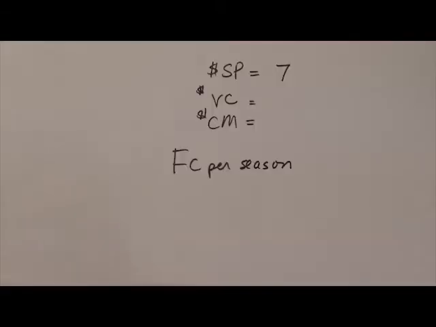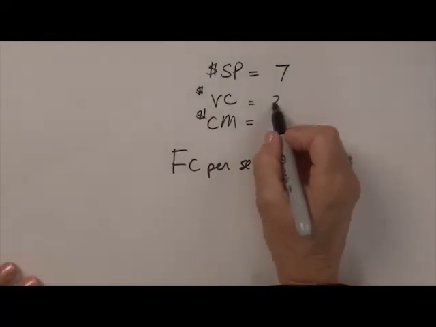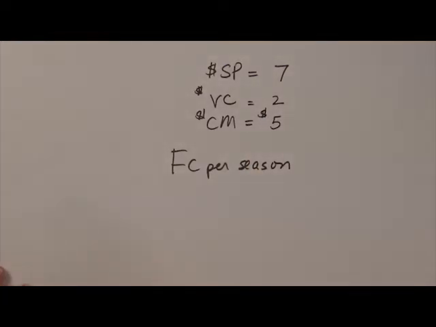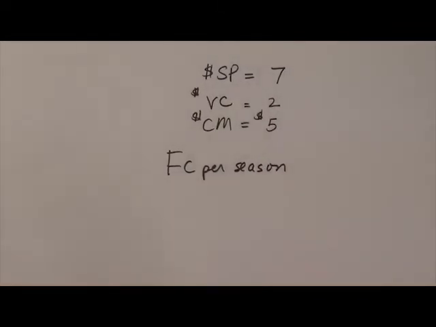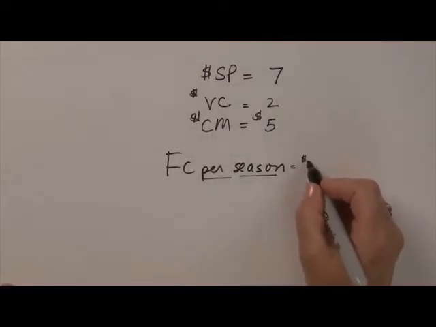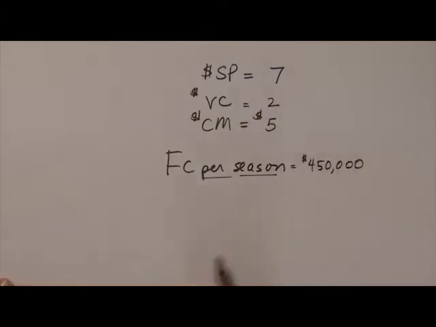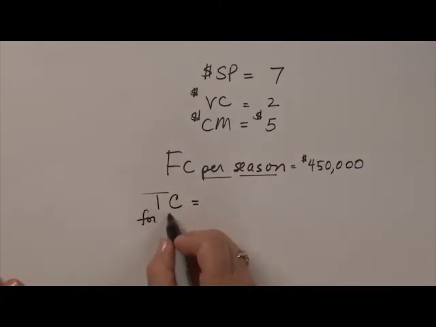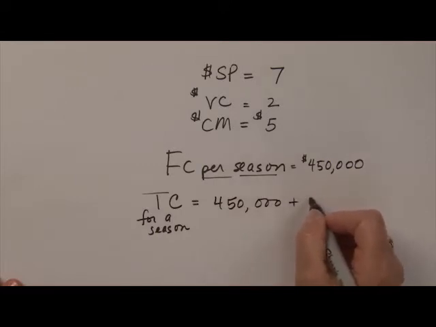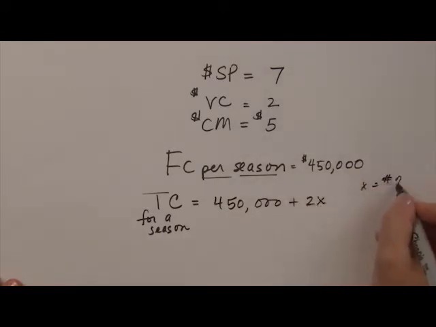So let's talk about the cost structure of this local baseball team. For this particular organization, the tickets to the games are sold for $7. The variable costs are $2 per ticket, and so we have a contribution margin of $5. As you note, these are expressed per unit, but when we come to the fixed cost, we're going to talk about them in total or per season, and for this organization, it's $450,000. So we could write the cost formula for a season. The total cost for a season would be $450,000 of fixed plus 2x, where x equals the number of tickets.